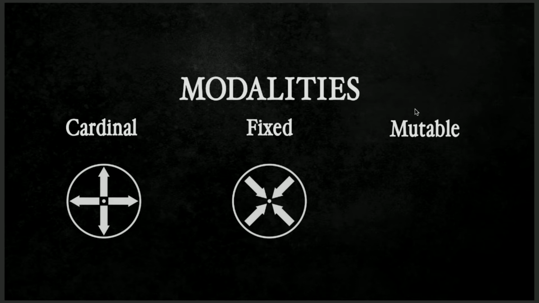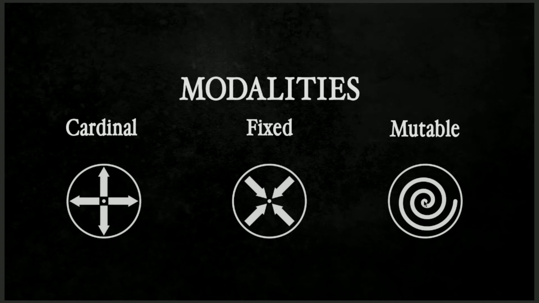Then you get to the third modality, which is mutable, which is represented more by a spiraling type of energy, right? The mutable mode wants to take what has been now fixed and consolidated and says, yeah, that's great, but now maybe we can improve upon it. Maybe we need to change it. Maybe we need to modify it and mutate it in some way so that something new can be made from it, right? So that's what the mutable mode is all about.